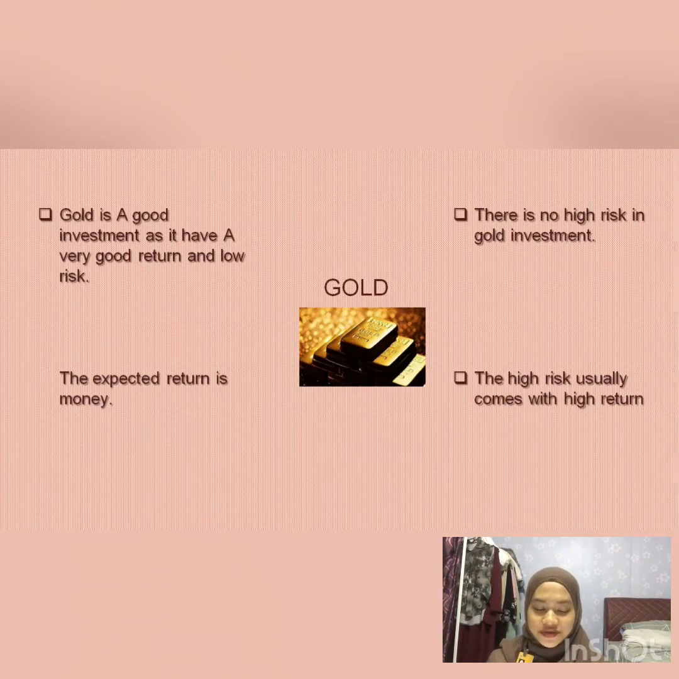The expected return is money. You can sell your gold in your GIA to the bank and get money as the return. There is low risk in gold investment as the price of gold keeps increasing day by day. We can choose any high risk investment that we are sure can give us a return. Usually, a high risk comes with a high return.